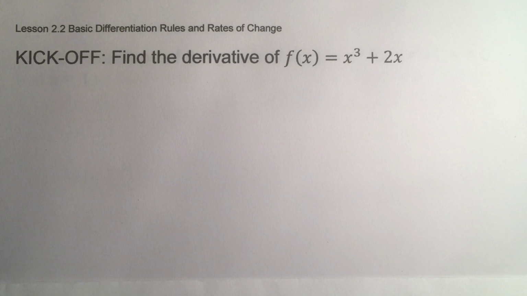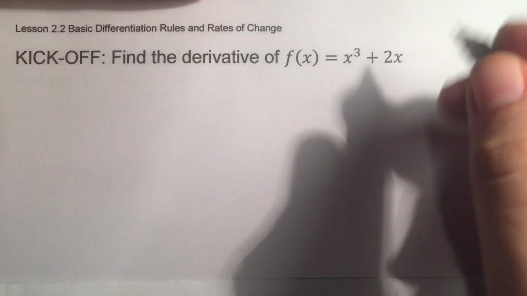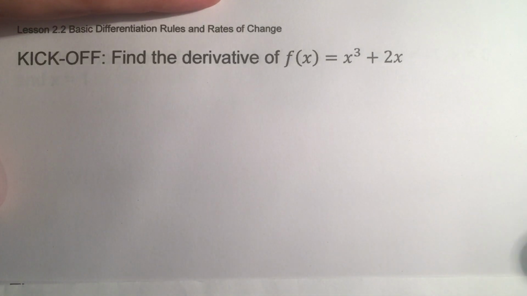So, lesson 2: basic differentiation rules and rates of change. We started working with derivatives last time. We're going to take the next step and go in another direction with differentiation. I think you're going to like it. But first, to kick off in the old way: f of x equals x to the third plus 2x.